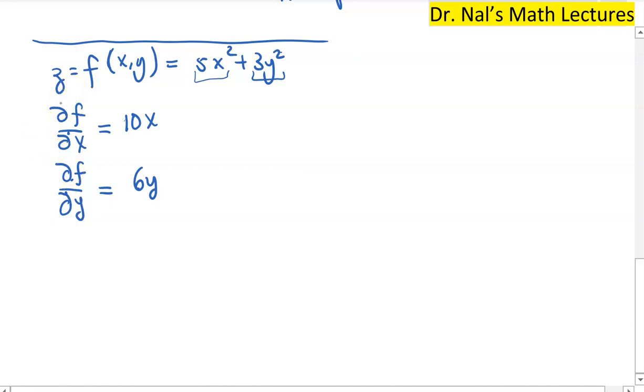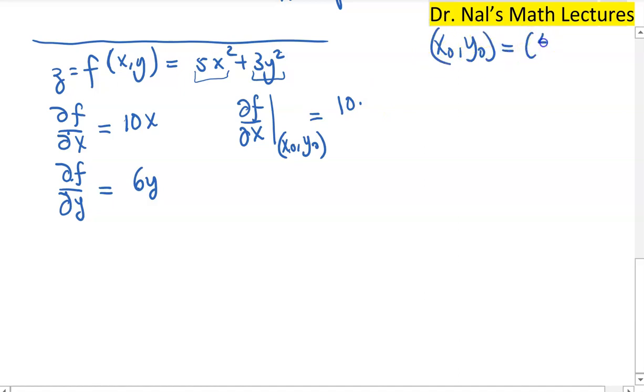All right, so like we said earlier, we want to calculate the value of del f over del x, the partial derivative of the function f with respect to x at the point x0, y0, right, at the starting point. So that's 10 times x0, and we decided to start at the point x0, y0 equals, say, 4, 4, right? And so 10 times 4, and that's a 40.